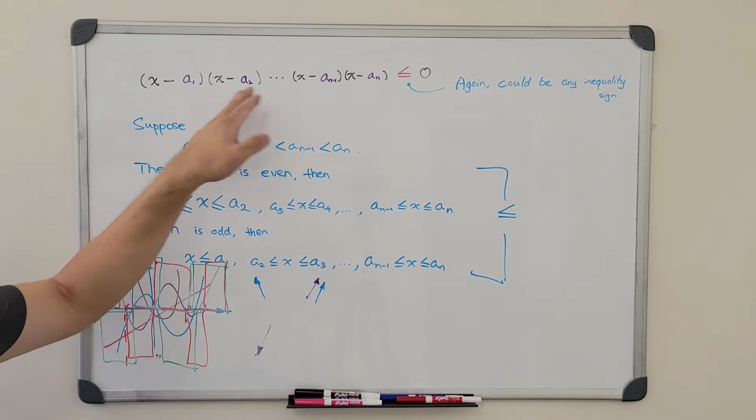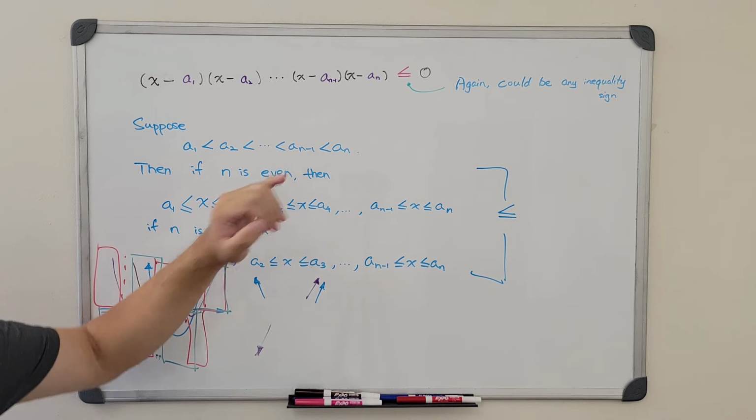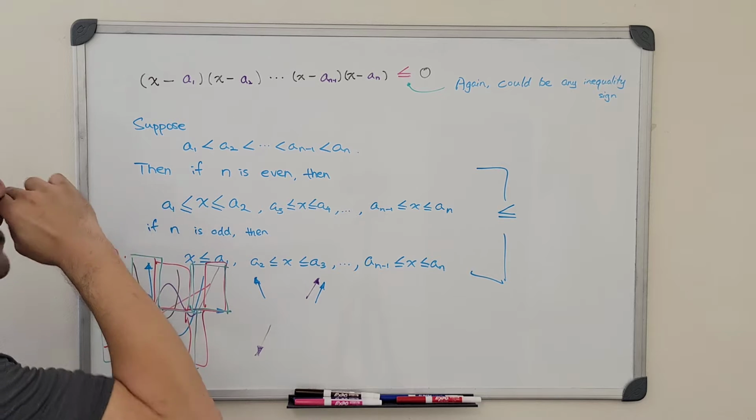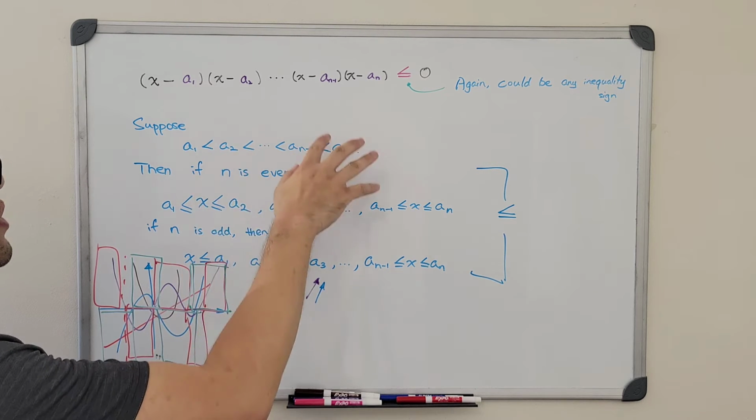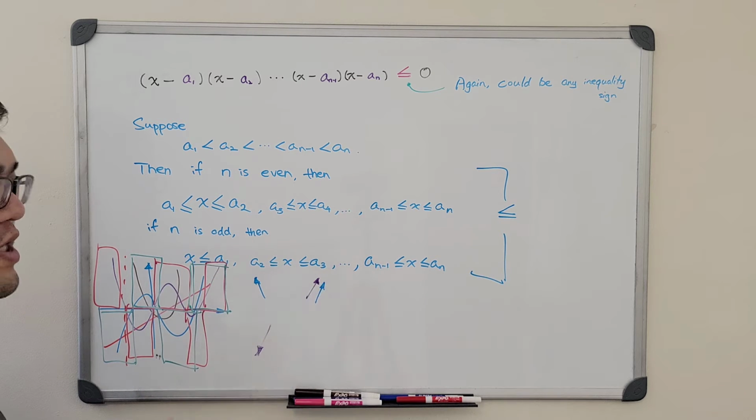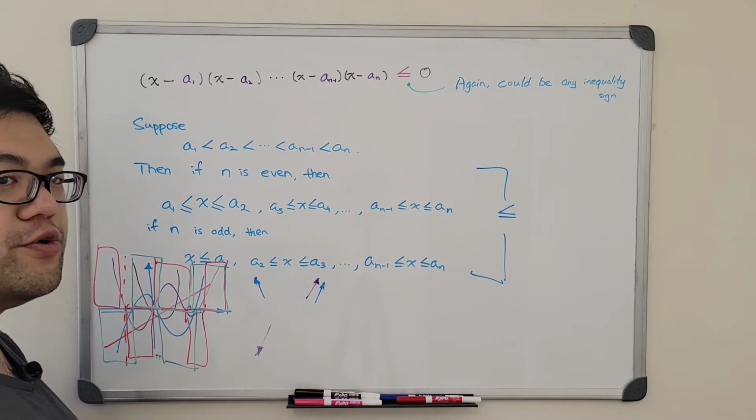Of course, one more thing is that we need to know the order of the roots in an increasing order. So when we write the answer, we need to make sure that the order is rearranged into an increasing order before we put it down. So that is the first trick for solving an inequality of polynomial.